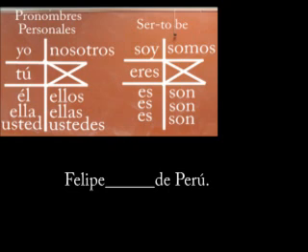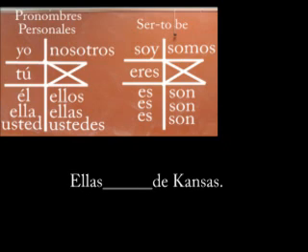And what about this? Felipe es de Perú. And this? Ellas son de Kansas.